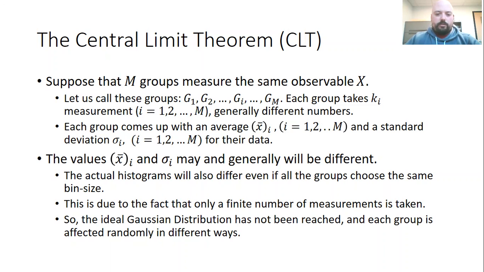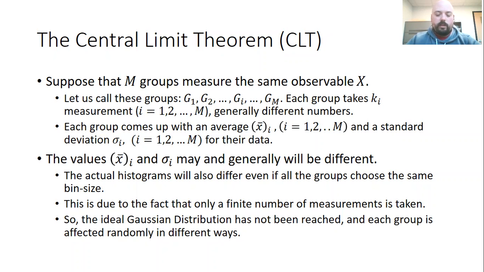And let's say that each group comes up with an average. We call this X bar sub I. And again, since we have M groups, we should have M averages. And we can take the standard deviation, also having M standard deviations, one from each group. What we can also assume is that the values of X bar from each group and also their standard deviations will be, in general, different.